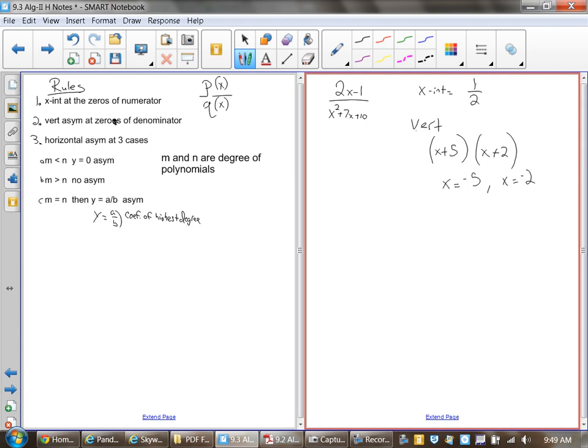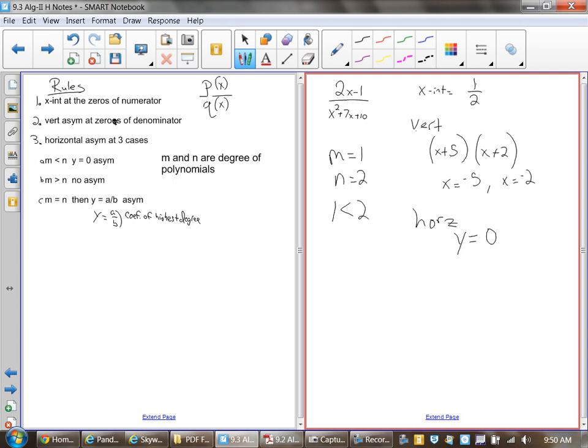Is the degree smaller than the denominator? Is it bigger than the denominator? Or is it equal? Smaller, right? In this case, m is 1, n is 2, 1 is less than 2. So it's case A. So where is my horizontal asymptote? At 0. So my horizontal asymptote is at y equals 0. Okay? So now we have an idea of what this graph starts to look like.